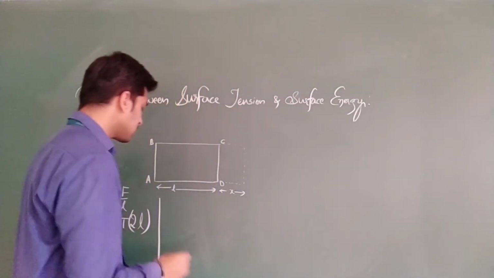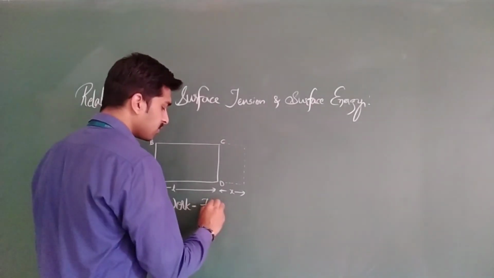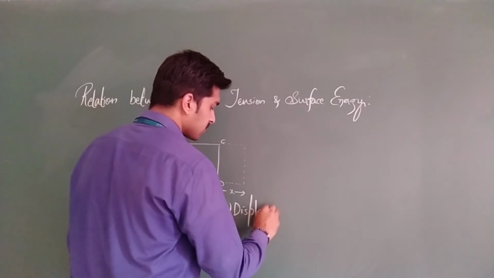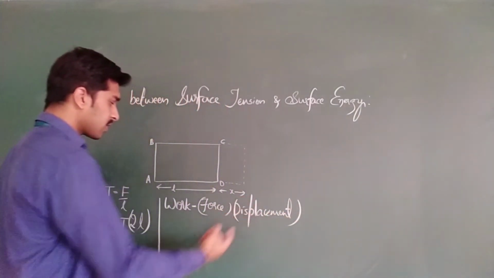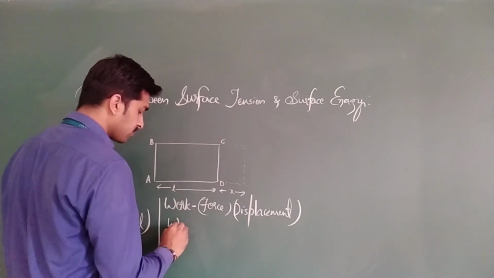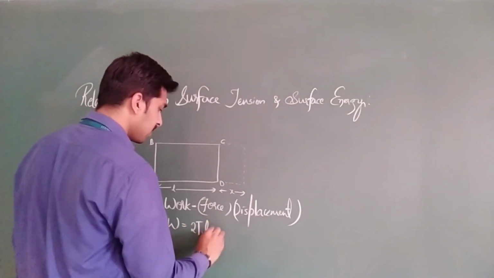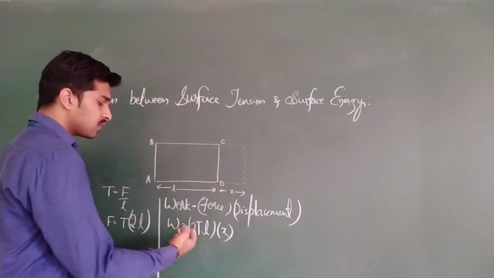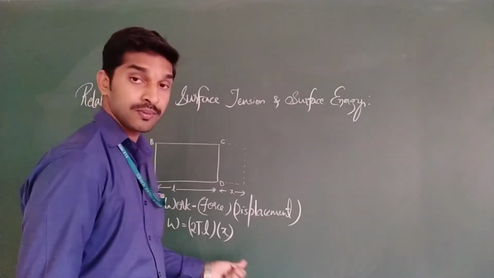Correct? So what is basically work? Work is nothing but force into displacement. Displacement is nothing but dx. Force is what we have here. So work W is equal to force, which is 2TL, into x. Clear? So this work done is W equal to 2TLx.